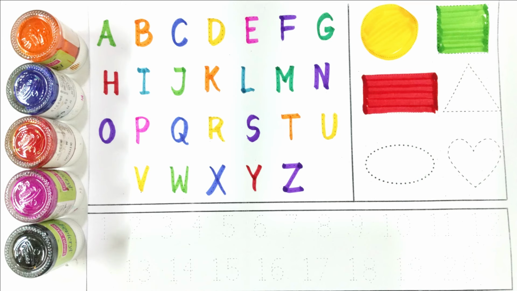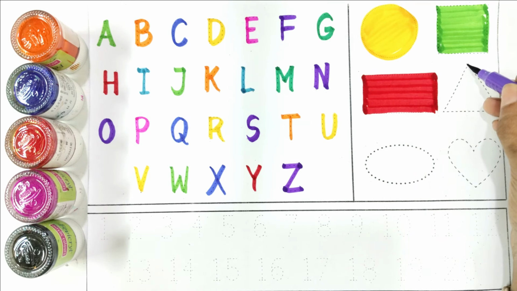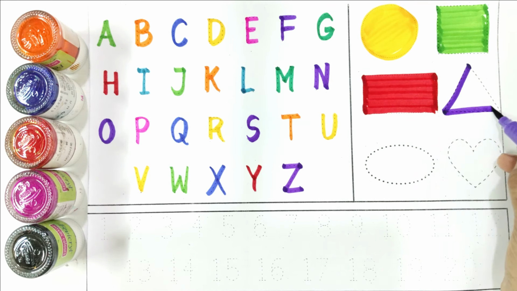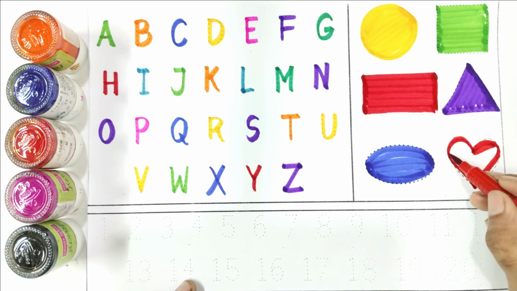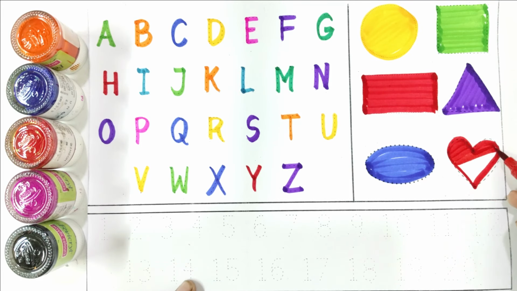Say with me, the name of shape: triangle. Again say with me, triangle. Say with me, the name of shape: oval. Again say with me, oval. Say with me, the name of shape: heart. Again say with me, heart.